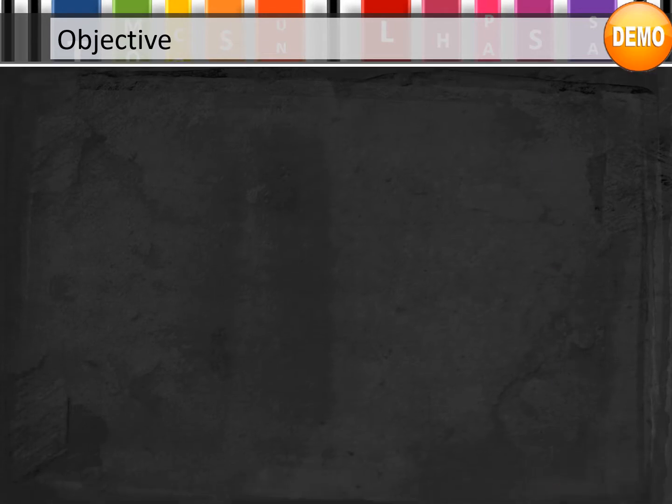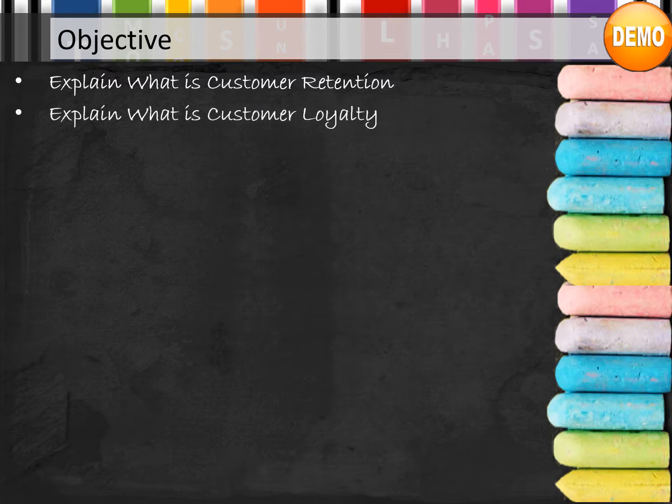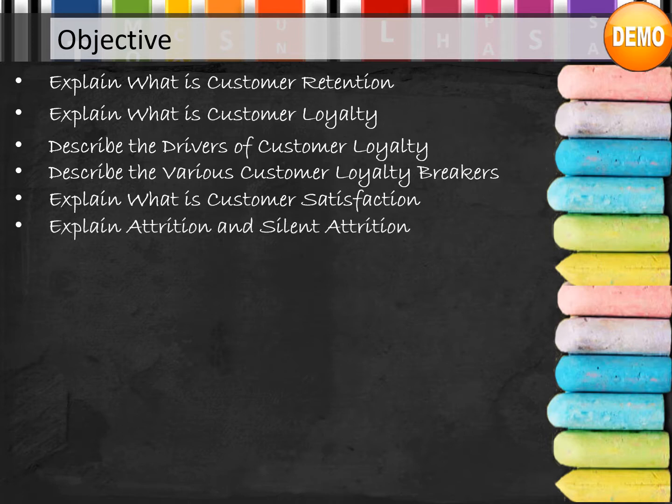Let's review the course objectives. Explain what is customer retention. Explain what is customer loyalty. Describe the drivers of customer loyalty. Describe the various customer loyalty breakers. Explain what is customer satisfaction. Explain attrition and silent attrition.